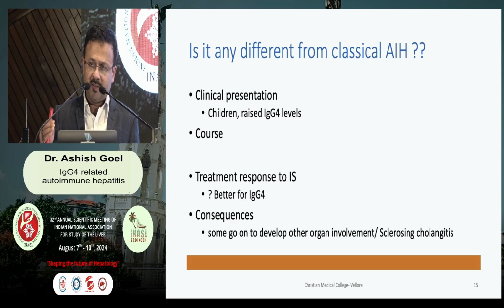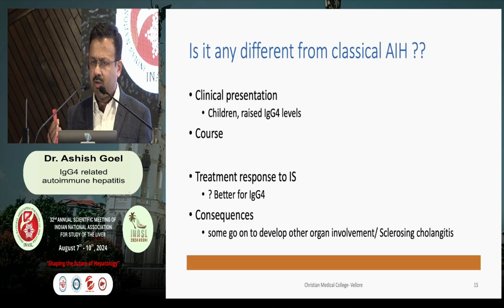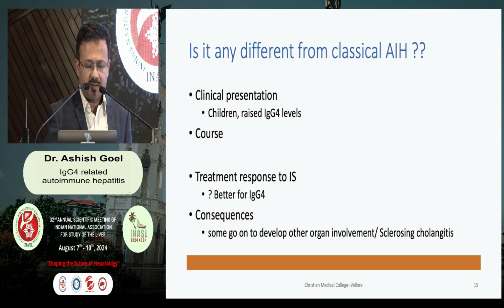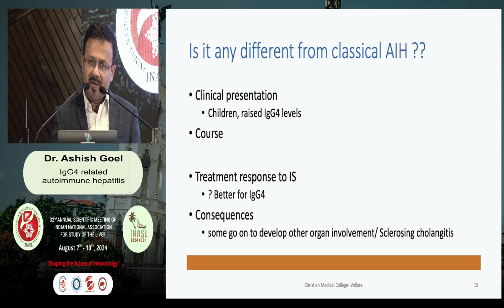Hardly any data is available, but what we know is the clinical presentation is almost similar, indistinguishable, and the first indication would be just a raised serum IgG4 level. So if we are sending a serum level, you may find it raised, and that can prompt you to search for it. How is the course different? Again, not much data, but it looks like the response to treatment is almost similar to any classical AIH, maybe slightly better in patients with IgG4 related autoimmune hepatitis, but the course remains more or less the same as classical AIH as far as the current studies are going.